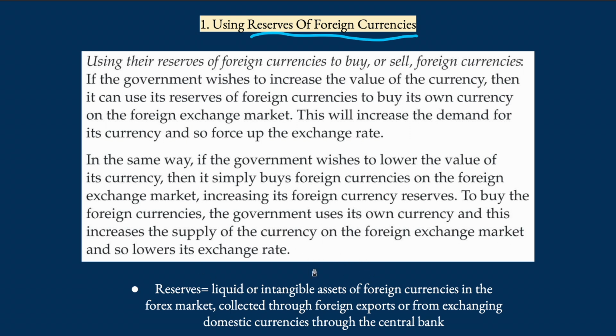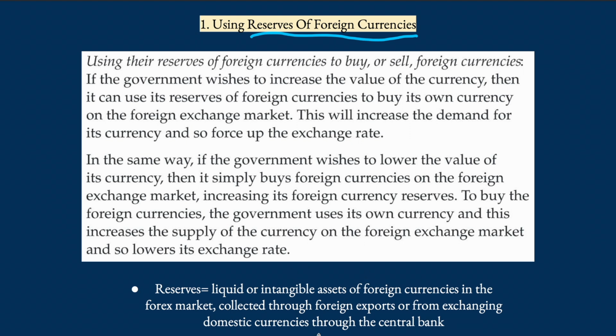So this is essentially just connecting back to how at the beginning of the video, we saw that if there's either an intense supply increase or demand increase in a domestic currency, the government can intervene to either counter by increasing supply or demand in order to keep the same equilibrium price for any of the reasons that we read here. And just as a little definition, if you don't know specifically what the word reserves means, it means either a liquid or intangible asset of foreign currencies in the Forex market, collected through foreign imports or from exchanging domestic currencies through the central bank.